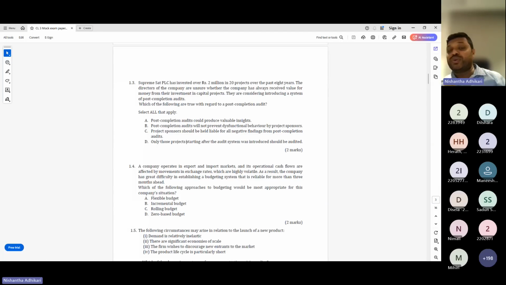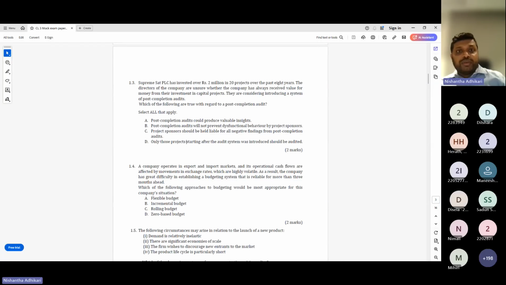Now, for a post-completion audit, you have to see what the cost and benefit are. Generally, these post-completion audits look more at the social benefit when it comes to government projects and so on. They will look at whether the social benefit and economic benefit were received. Select all that apply.